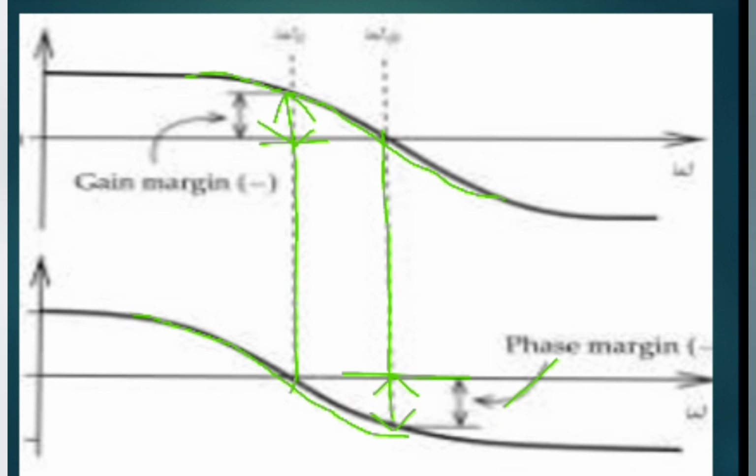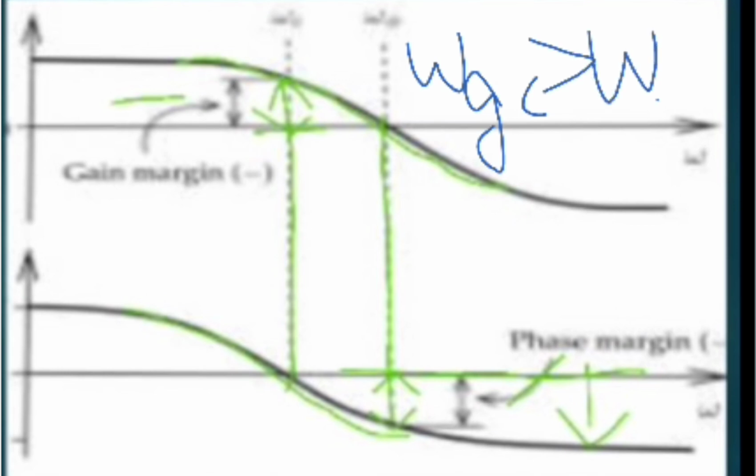And here above the 0 decibel line the gain margin is negative, and below the minus 180 degree line the phase margin is negative. As both the values of gain margin and phase margin are negative, the system is going to be unstable. If any one of the values is negative also, the system is going to be unstable. Also, the other way to tell the system instability is when the WGC value is higher than the WPC value.